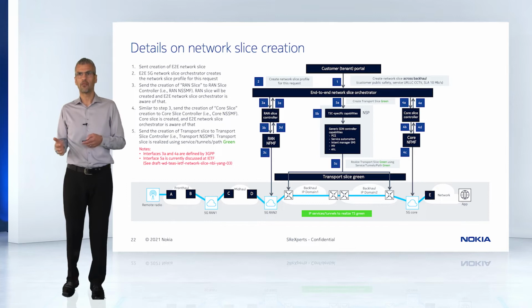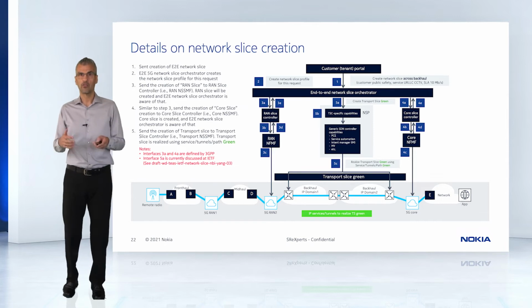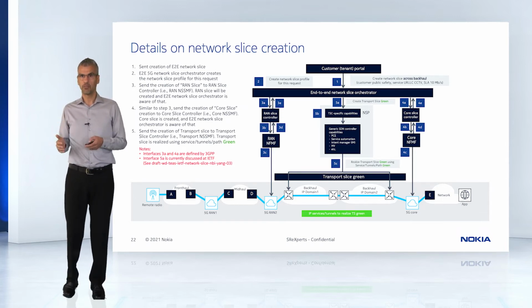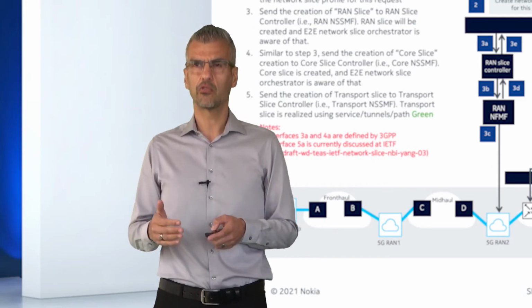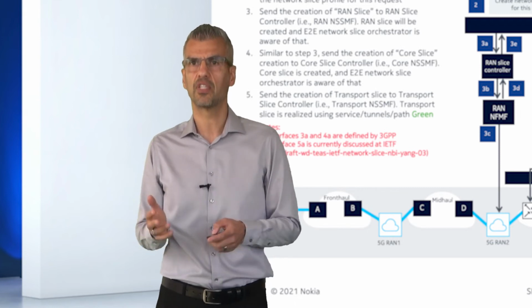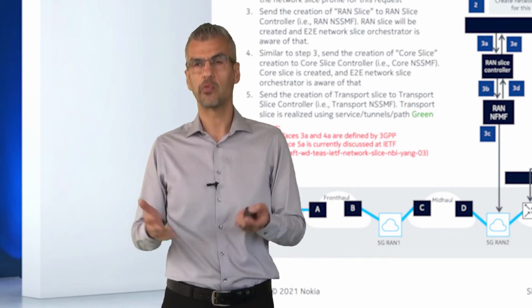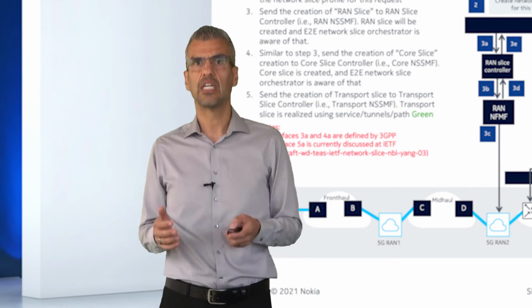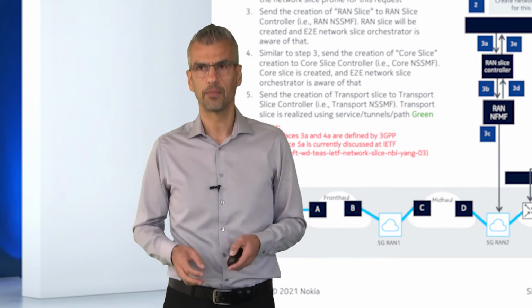Interfaces 3A and 4A are defined by 3GPP, whereas interface 5A is currently defined by the IETF, and Nokia has a proactive role in defining that interface. I put in a draft that is currently addressing that. Regarding the characteristics of the transport slice controller and the framework, there is a group of drafts. If you go to IETF and search for network slice IETF, you will see a group of relevant information about that interface, about the characteristics of the transport slice controller, and so on.